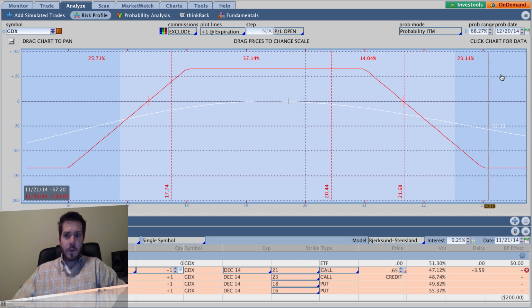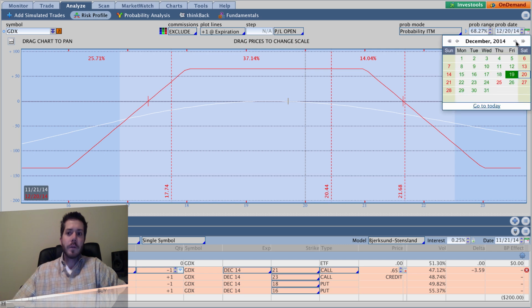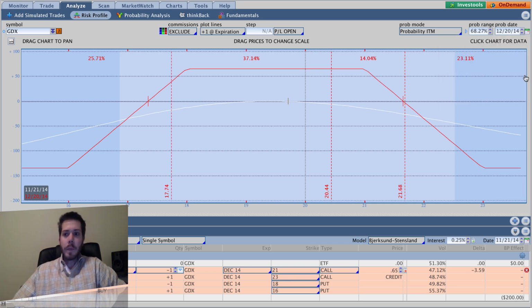Next thing you want to make sure of is that your probability date up here at the top right correlates with your expiration month that you're using on the spread. So we're using December 2014 options. So we want to make sure that we're looking at the Saturday settlement date after Friday expiration. So Friday expiration is always going to be this green highlighted number, third Friday of the month. So the Saturday obviously is the following day. So just left click that, it was already accurate.